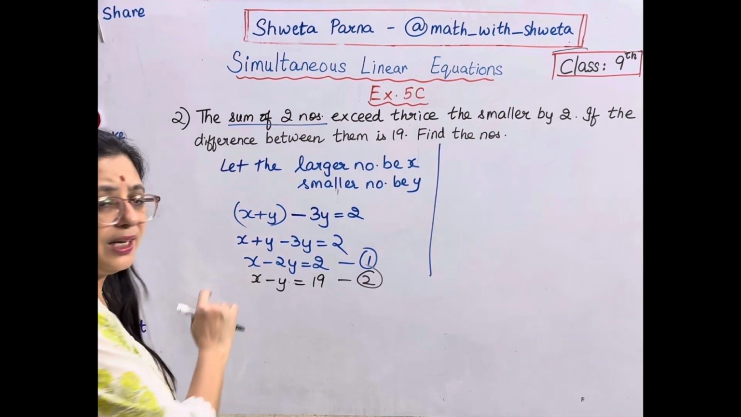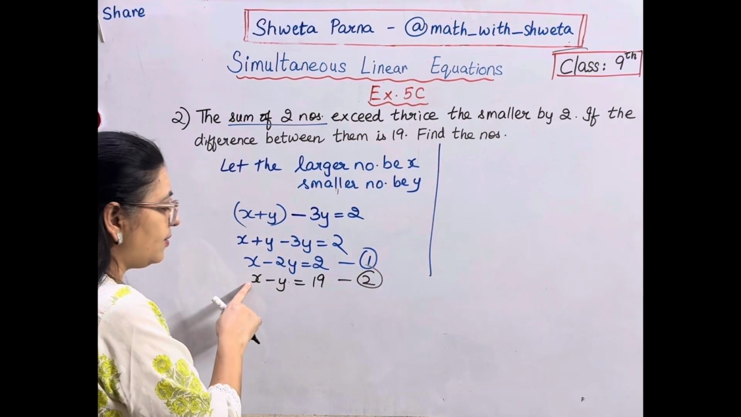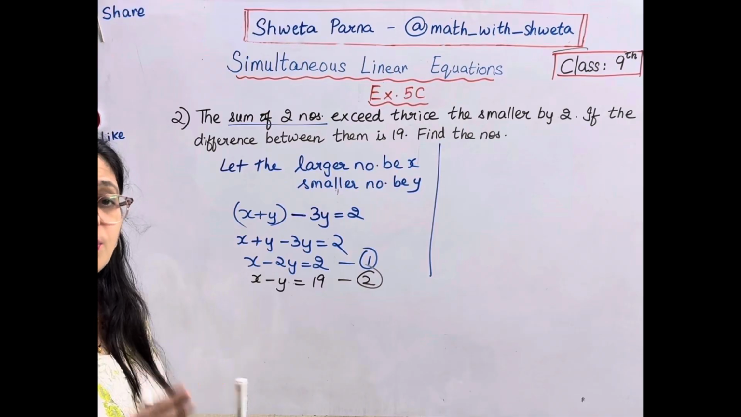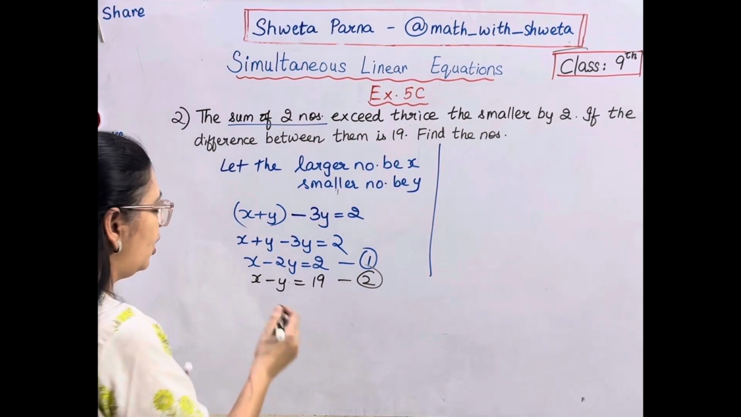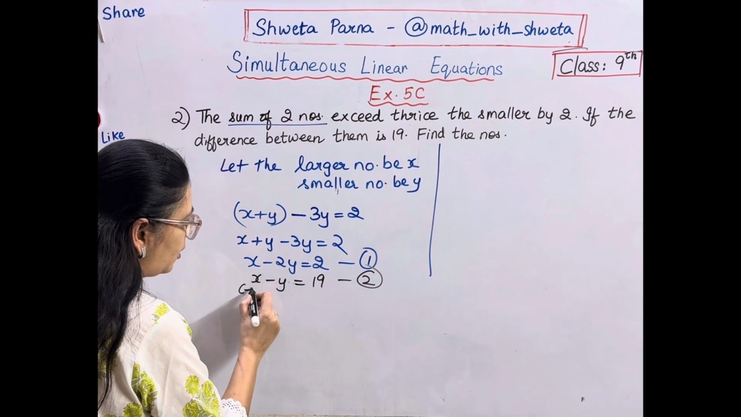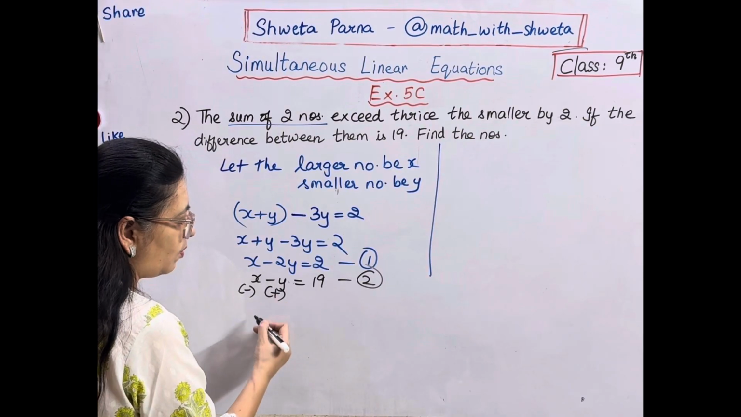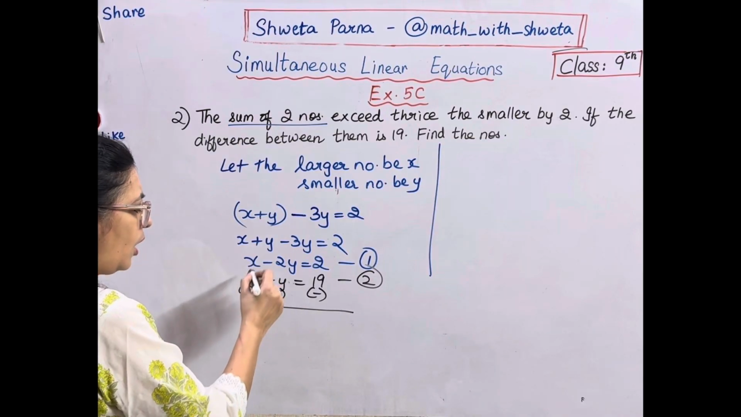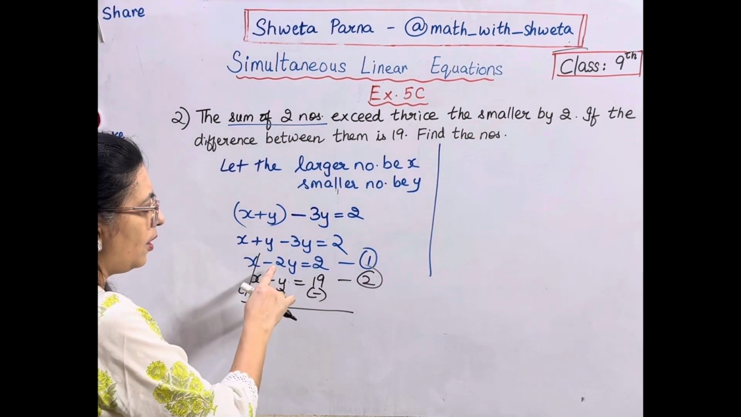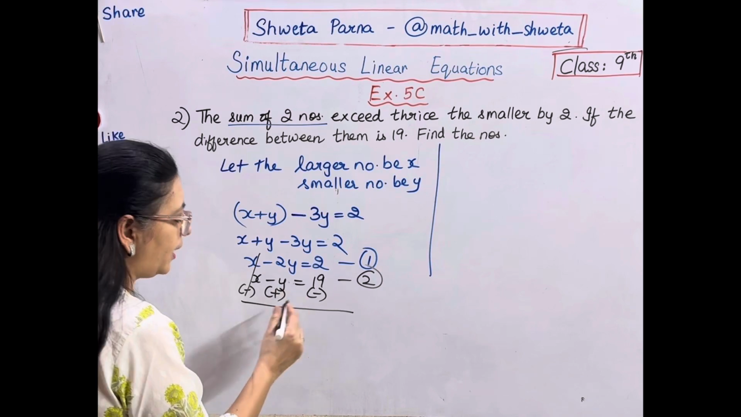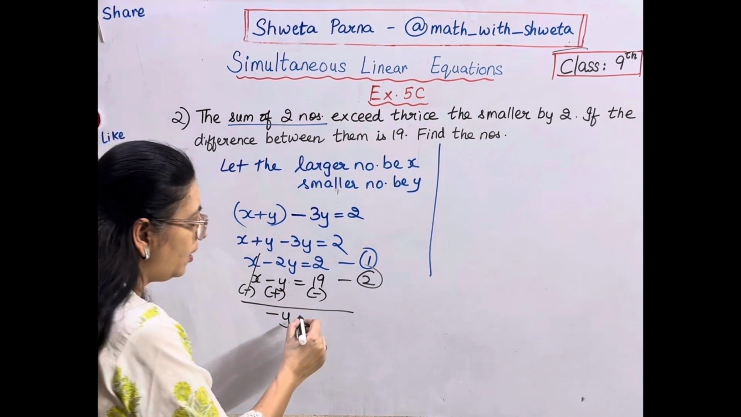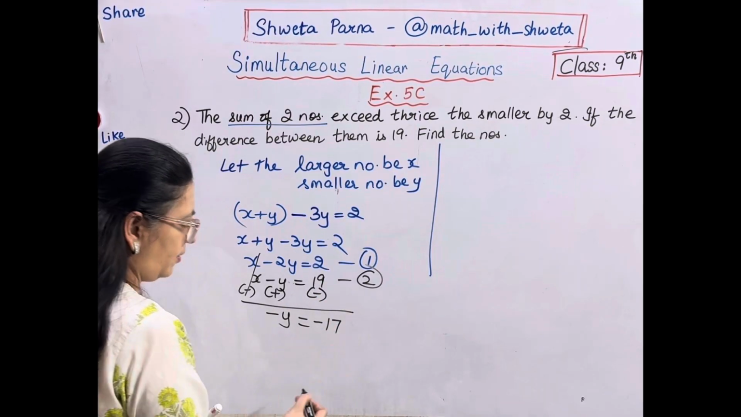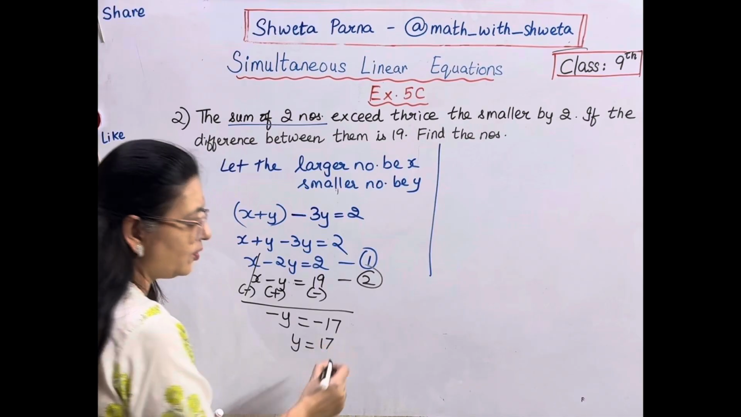Now if you see, both x have the same sign, that means both are positive. If both are positive, you will have to subtract this equation. So if I subtract it, I will get here minus. Here I will change the sign. This will become plus. Here this is positive, so this will become negative. Now x minus x, you can cancel it. Minus 2y plus y is minus y is equal to 2 minus 19 is minus 17. So therefore y is equal to 17.